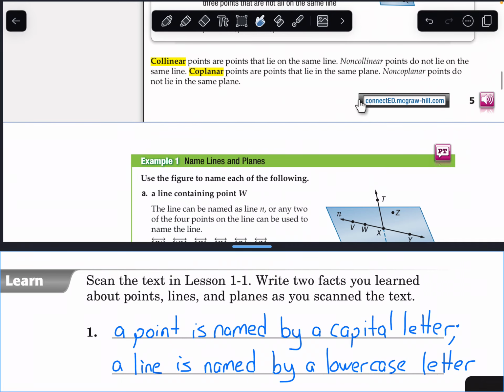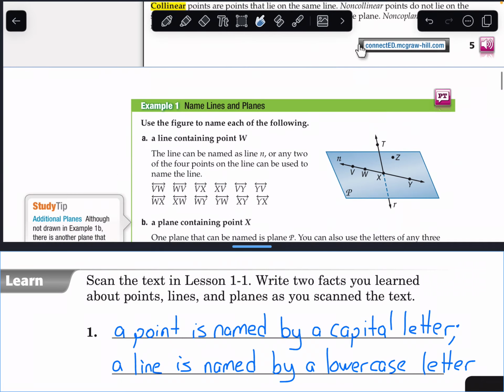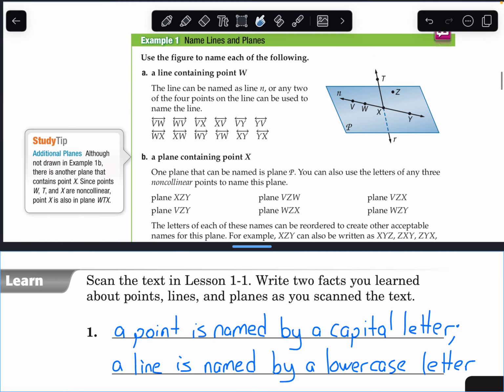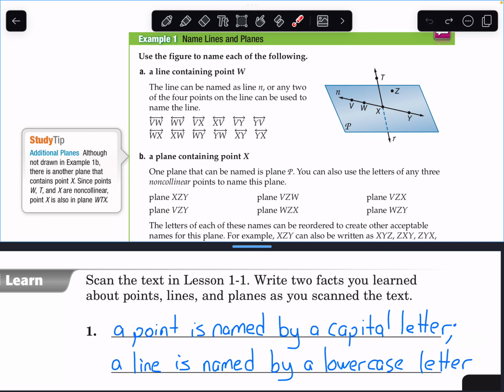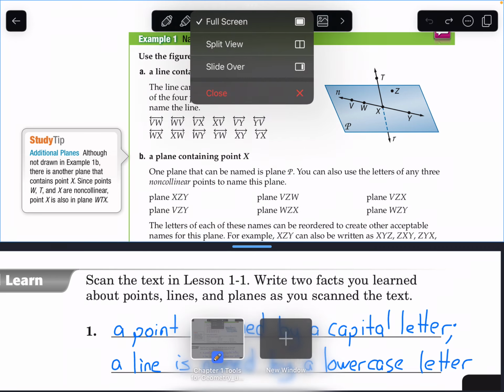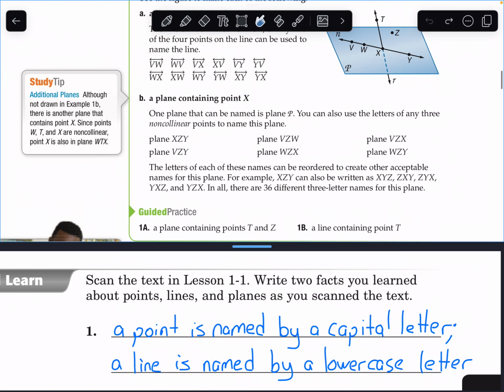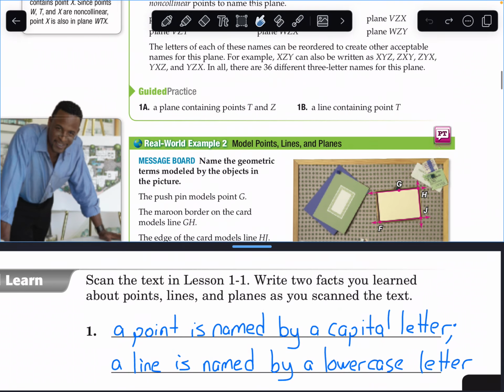Let's keep going. We've got something about collinear, coplanar. We'll come back to that. There's an example here about naming. Looks like it says to name each of the following lines and planes. So we'll come back to that with the examples in part 2.